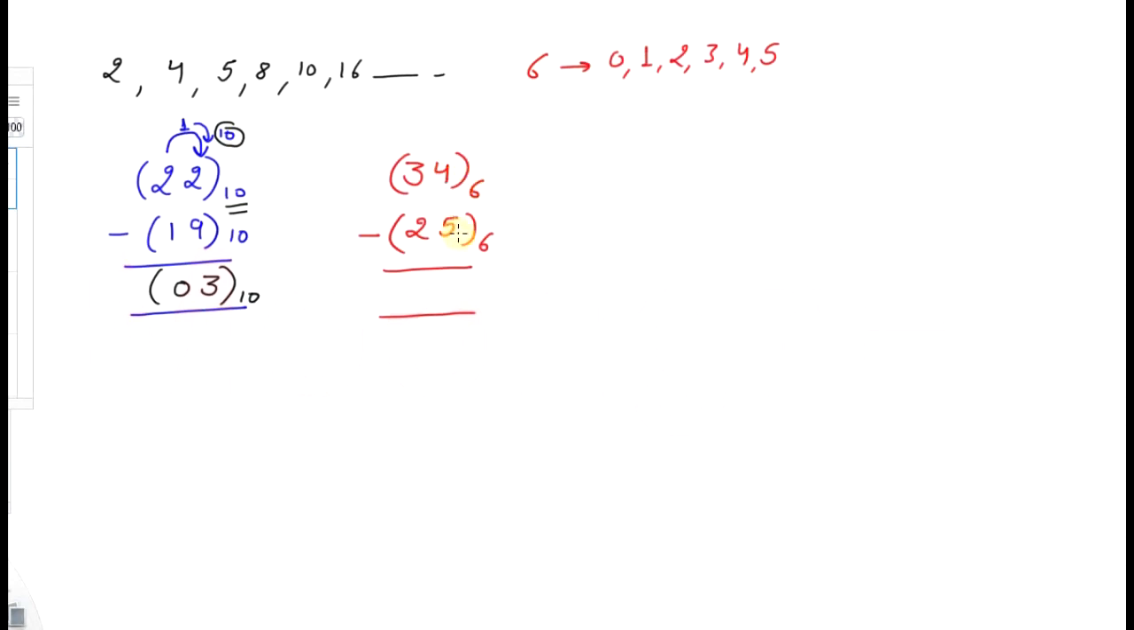4 minus 5 is not possible. So what will you do? You will take a borrow from here. When you take one borrow, how much is it here? 6, because the base is 6. So 6 plus 4, 10. 10 minus 5, 5. So the answer is 5 here. Now how much is remaining? 2 minus 2, 0. So 0, 5. This is the answer in base 6 when you do the subtraction here.